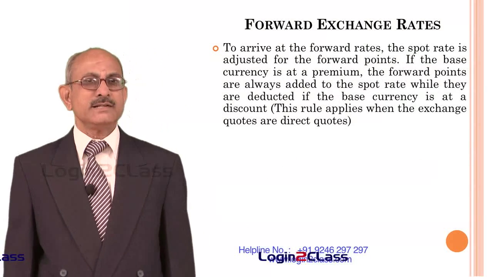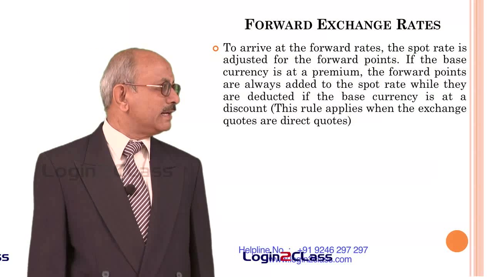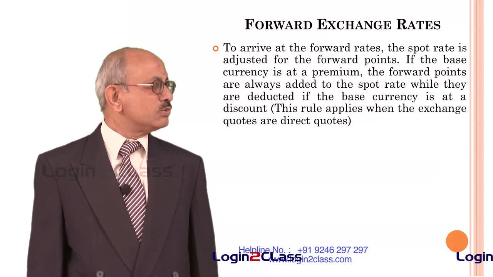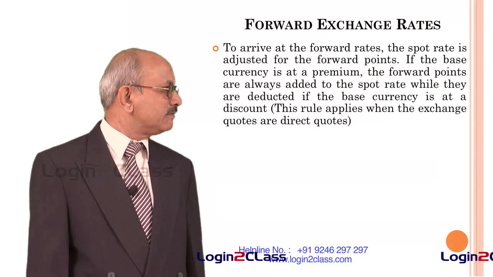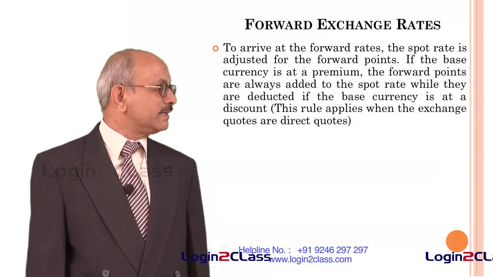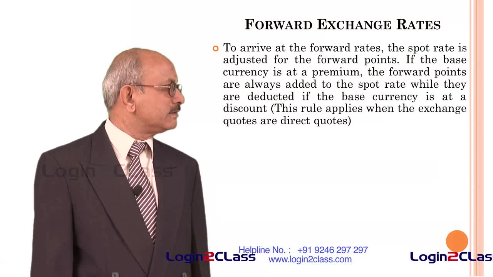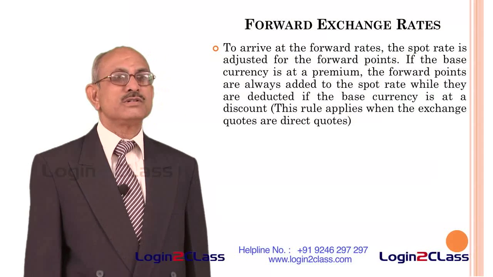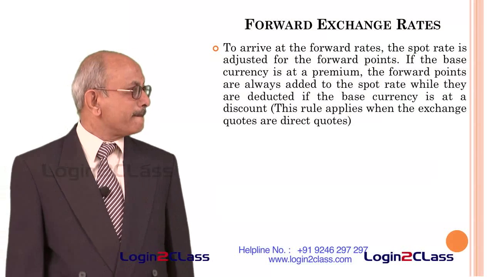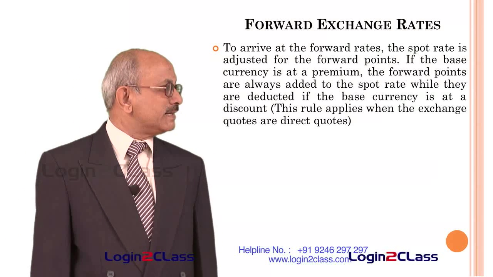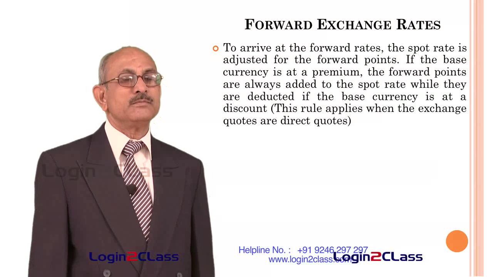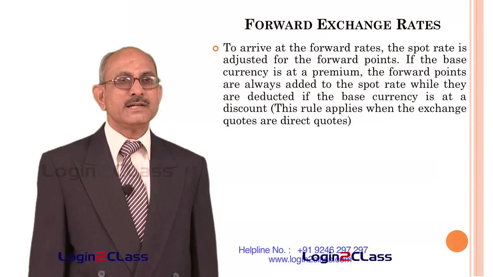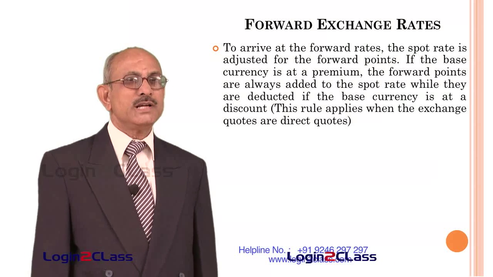So forward exchange rates, let us find out how they can actually be calculated by taking the same example. First of all, what you have to do to arrive at the forward rate is adjust the spot rate for the forward points. If the base currency is at a premium, the forward points are always added to the spot rate, while they are deducted if the base currency is at a discount. So this is very important. That means if the currency is at a premium, then whatever forward points are given, that 35, 32 in that example, have to be added. But if the currency is at a discount, those points have to be subtracted.